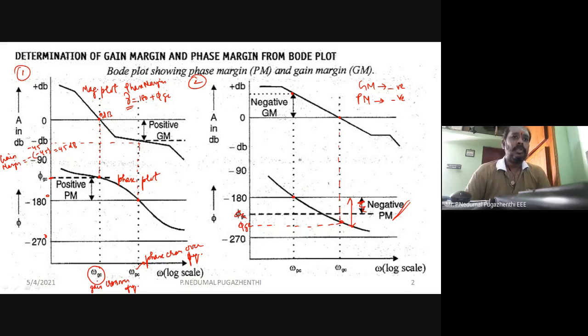Do you have any doubts regarding calculating phase margin, phase crossover frequency, gain crossover frequency? Please respond in the chat window or unmute yourself and answer.